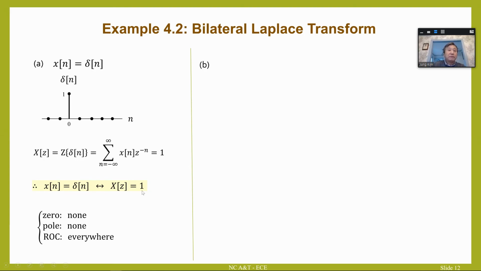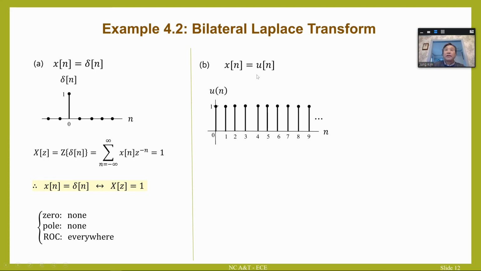The region of convergence is everywhere, because it's limited, and there is no zero and no pole. What about this guy? Use the step function, the G transform of the unit step function. The step function is the same thing, actually the same as 1 to the n, gamma to the n. We know that this is G over G minus gamma. Gamma equals 1, so this is 1. It's very clear here, right?